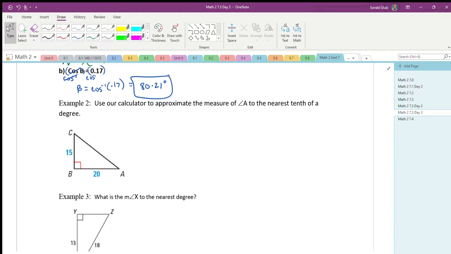So now example 2, we got to use our calculator to approximate the measure of angle A to the nearest tenth. So I'm looking at angle A. So I have to figure out what two sides they gave us. So this side would be the hypotenuse because it's opposite of the 90-degree angle, so these are the two legs. So they gave us the two legs, so hopefully that'll tell you that you need to use tangent. So if I'm looking at angle A, opposite leg is 15, adjacent leg is 20.